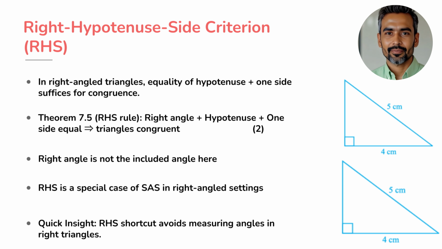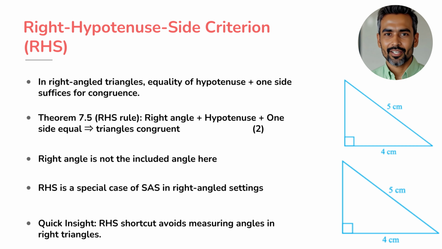Hello everyone. Let's talk about a special shortcut for proving congruence in right-angled triangles, the RHS criterion. Think about this. Whenever you deal with right-angled triangles, measuring angles isn't always easy. But if you already know that the right angle is fixed, then all you really need to compare are the hypotenuse and one other side. This brings us to Theorem 7.5, the RHS rule. It states that if two right-angled triangles have their hypotenuse equal and one side equal, then the triangles are congruent.